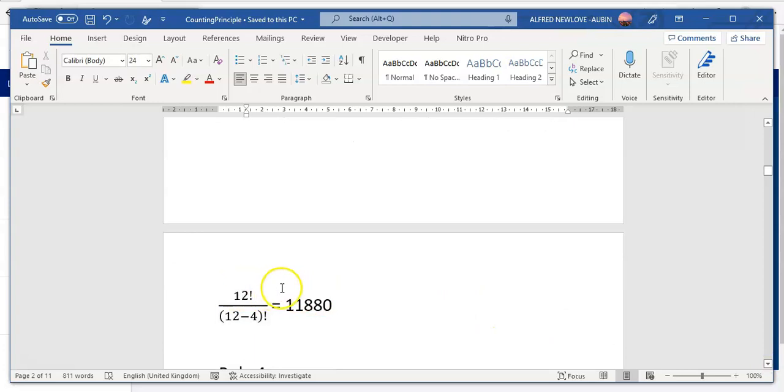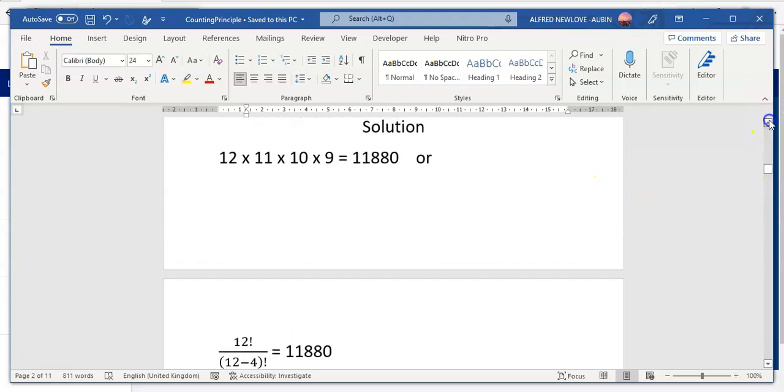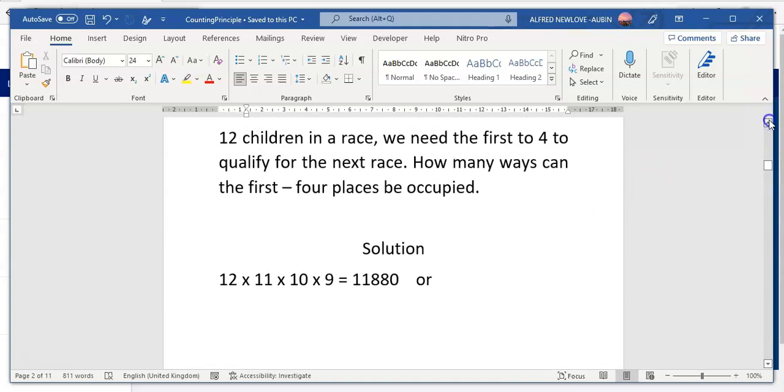So the 12 learners, the total number of children that are supposed to go for the race, you write it here, factorial over that total minus the number of learners or the number of children that are supposed to be taken. Remember, there are 4 children that are supposed to be taken for the next round. Okay.